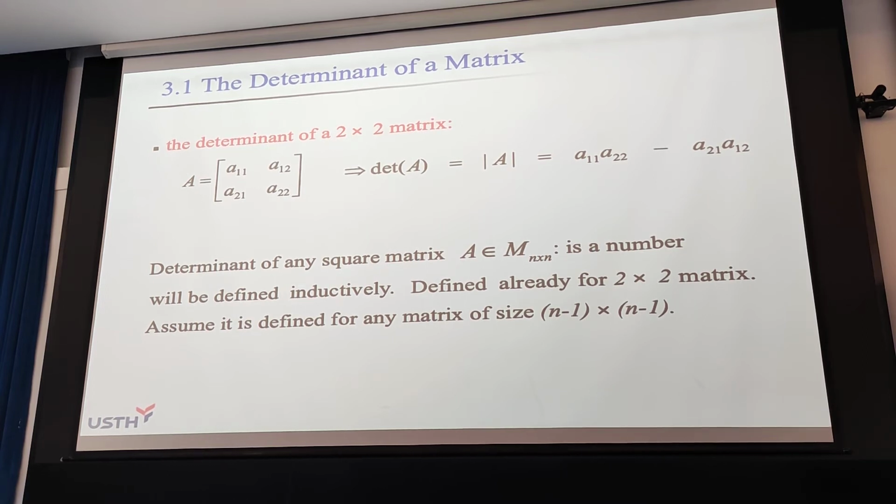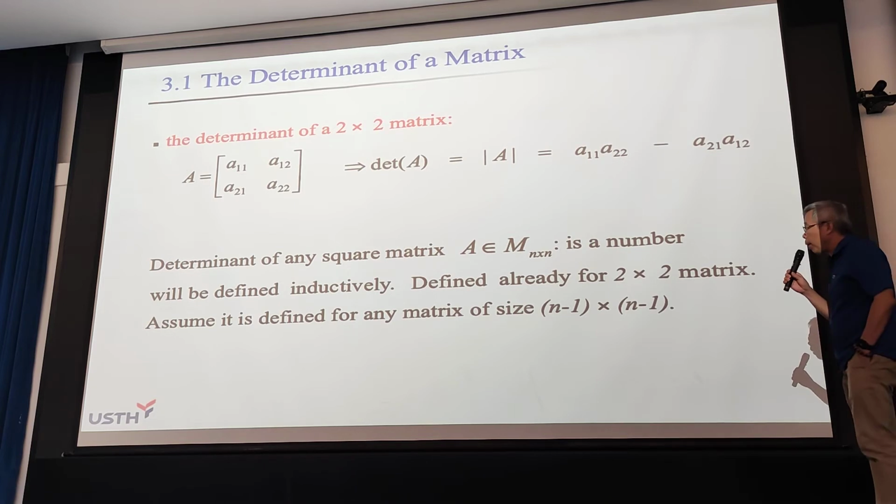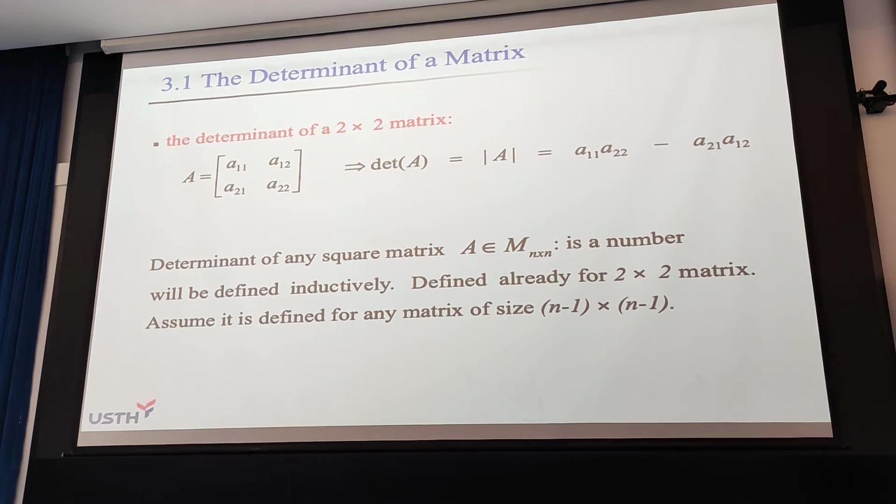If the matrix is of size 2 by 2, then the determinant will be the number like that on the right side. And then we will define the determinant of any square matrix of any size by induction. First, we know that we have already defined it for any 2 by 2 matrix, and then suppose that we have already defined it for any n minus 1 by n minus 1 matrix.